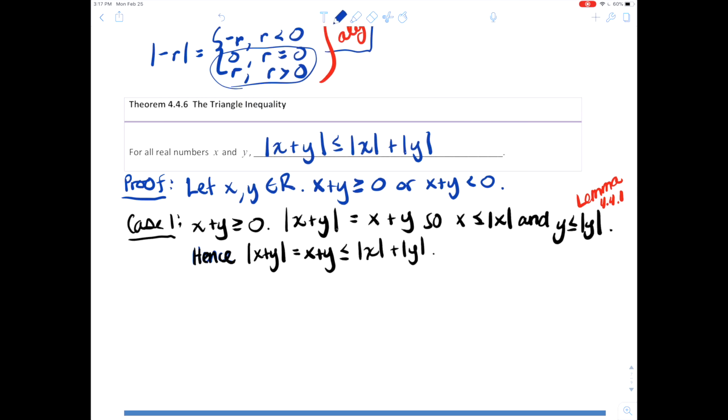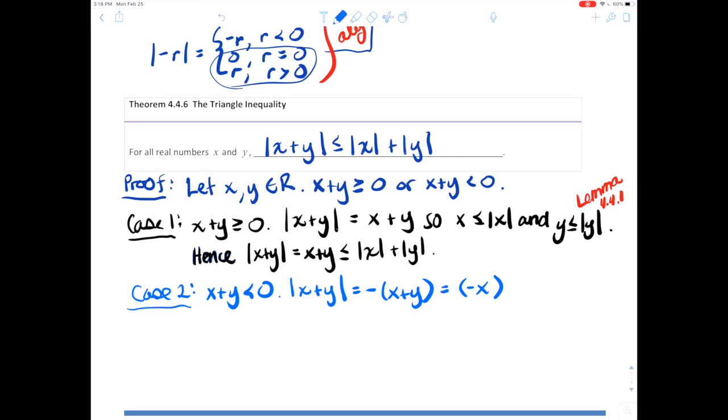Second case. Well, what if x plus y is less than 0? Well, absolute x plus y would then be the opposite of the quantity x plus y, right? By definition, which in turn is negative x plus negative y, bringing that negative through the quantity. So we have what?